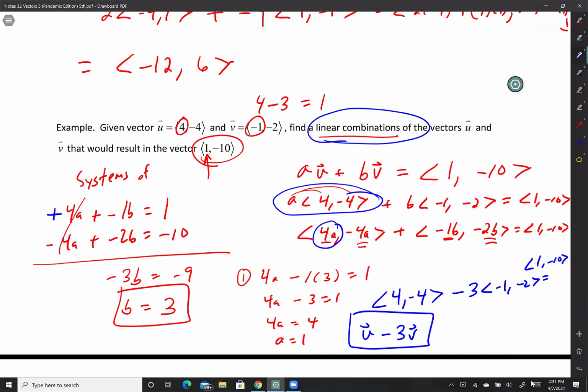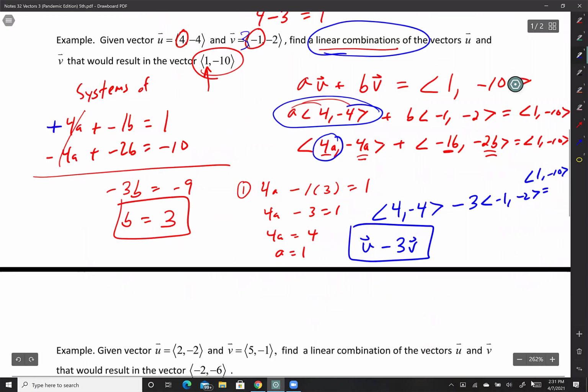I know you're probably thinking, Chavez, that was way too much work when I could have just looked at it and noticed that I just needed a 3 in front of that. Yeah, you're right. 3 times 2 is negative 6. Negative 4 minus 6 is negative 10. Yeah, you're 100% right. You didn't need to do all that work for that. All right, next example, guys.